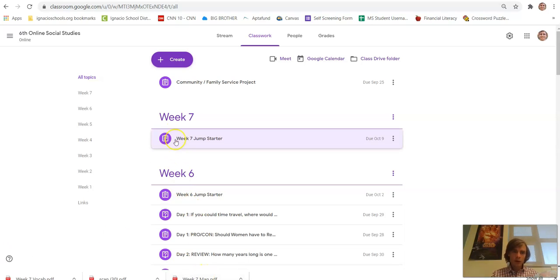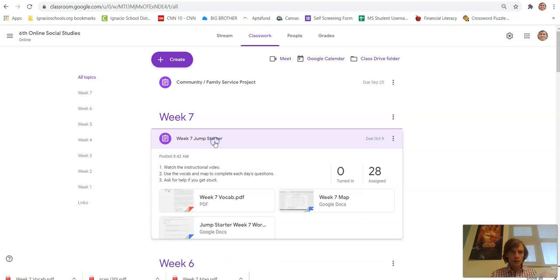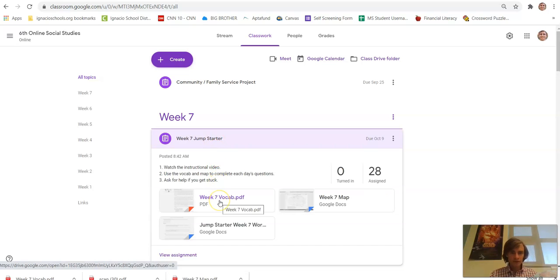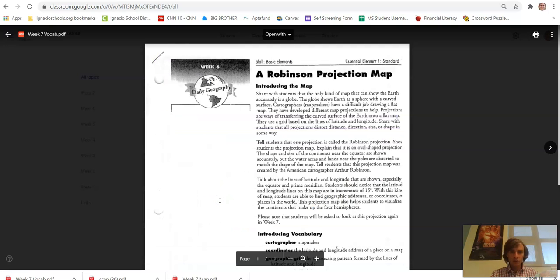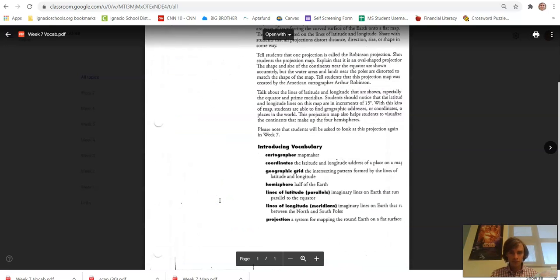So as you'll see, I posted it on week 7. Again, top thing. So here is the vocabulary for this week and a little bit of our lesson about latitude and longitude.